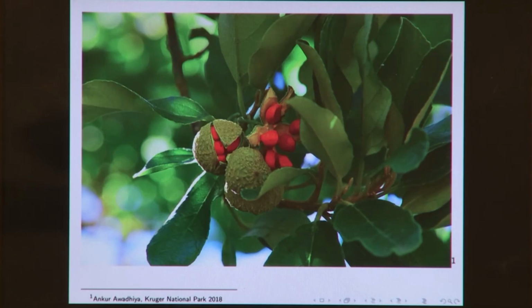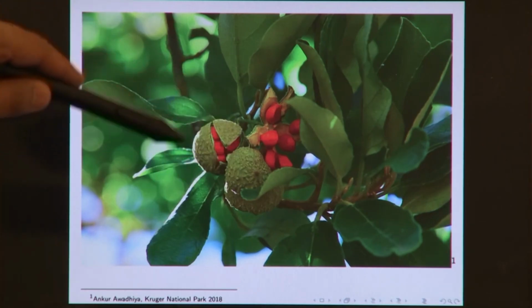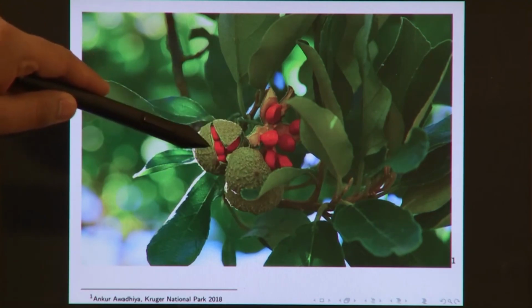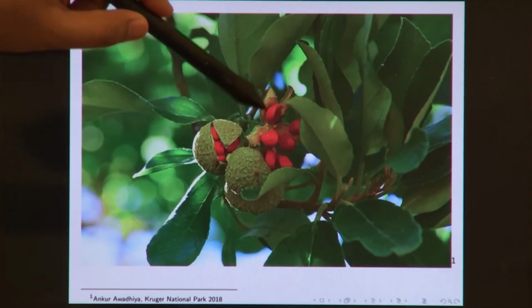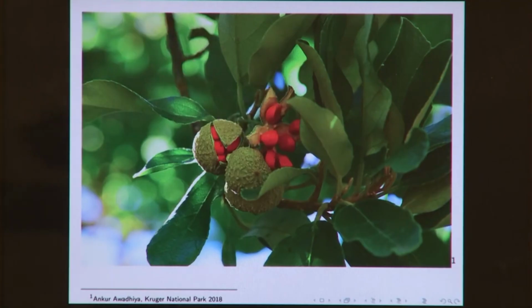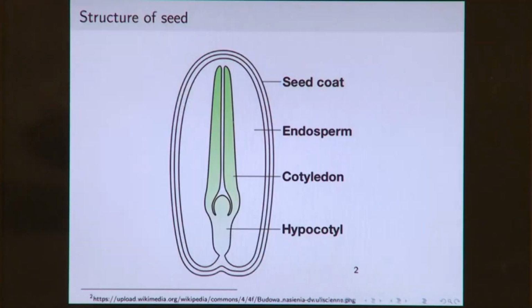So, here is a fruit and within this fruit we are seeing these seeds. Typically when this fruit opens up, these seeds become exposed, they fall down and then they start to germinate naturally.